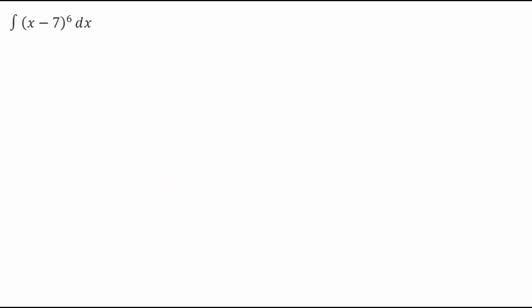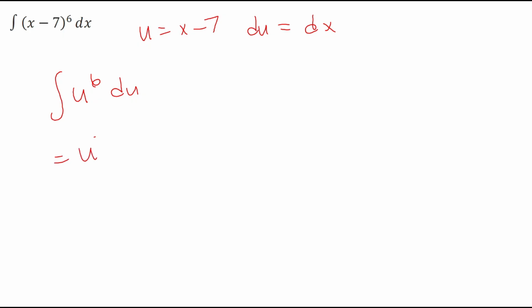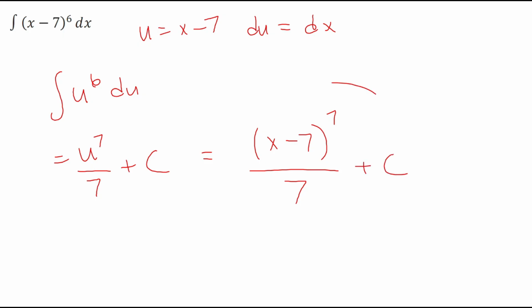All right, for our next one here, we have x minus 7 to the 6th. So we're just going to do a basic u sub here. We're going to let u equal x minus 7, and du will just be dx. So really this just becomes an integral of u to the 6th du, which would be u to the 7th over 7 plus a constant. And then we'll just rewrite it in terms of x. So x minus 7 to the 7th over 7 plus that constant.